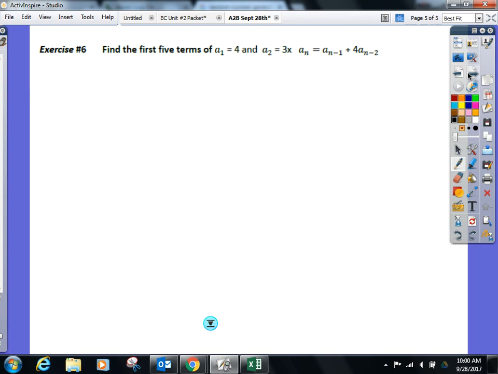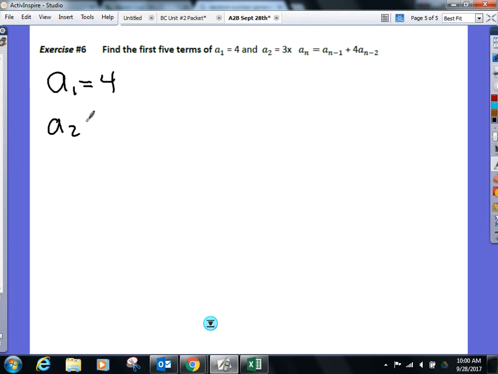Find the first 5 terms. Well, what's the first term? 4. And notice what they give us as well. Look at us. They give us the first and the second term here. We're almost there. We're almost there.